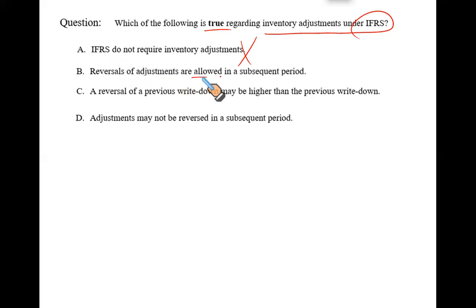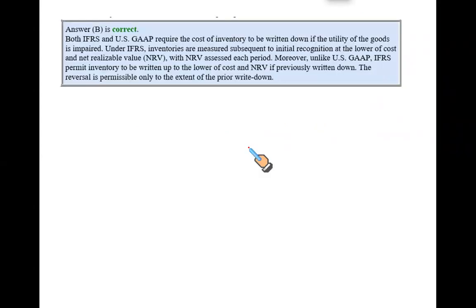Reversal of adjustments are allowed in subsequent periods. Yes. IFRS allows you the reversals in subsequent periods, but not more than the previous write-off. A reversal of previous write-down may be higher than the previous write-down. No, only equal to, not higher. This is false. And adjustments may not be reversed in subsequent periods. Under US GAAP, it is true, but under IFRS, you can reverse. So this is not true as well. Under GAAP, it's true, but not under IFRS. And currently, we are doing IFRS. So that makes B the correct option.